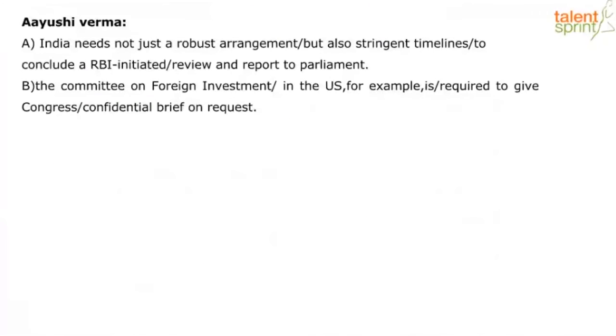Oh, this is 2 sentences, is it? Okay, I'm getting confused. Oh, this is sentence 1. This is sentence 2. Okay, I thought it was a very long sentence. Okay, let's look at the first sentence. India needs not just a robust arrangement, but also stringent timelines to do what? To conclude a RBI initiated review and report to Parliament.